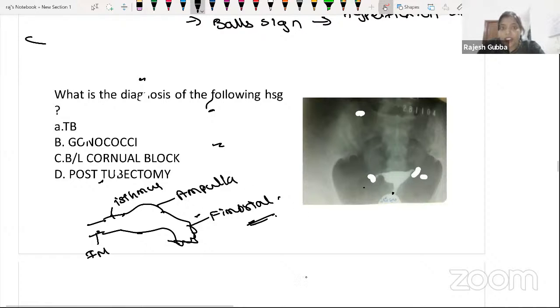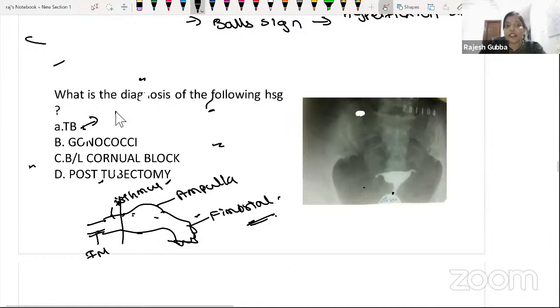So, if you see this very closely, dye is going to the intramural and dye is going till isthmus also. Beyond isthmus, you don't see any dye. So it is bilateral isthmic block. Where do we see this bilateral isthmic block? Let's see with the options.